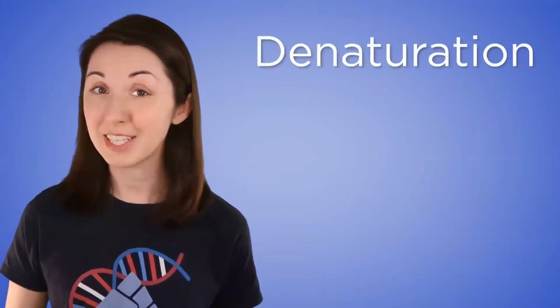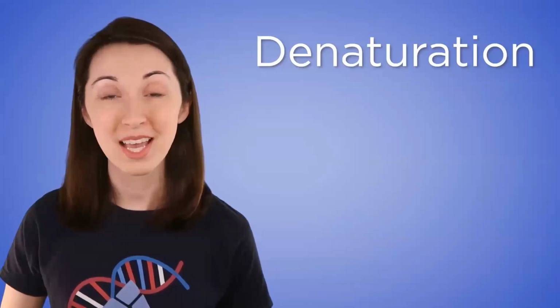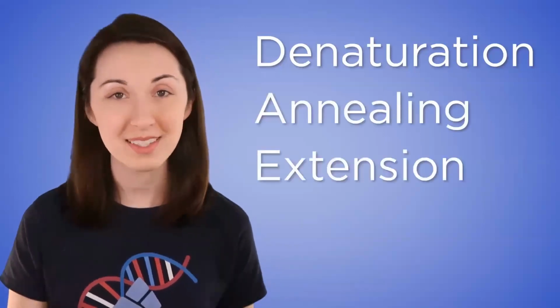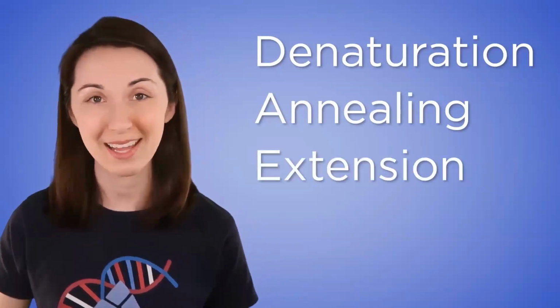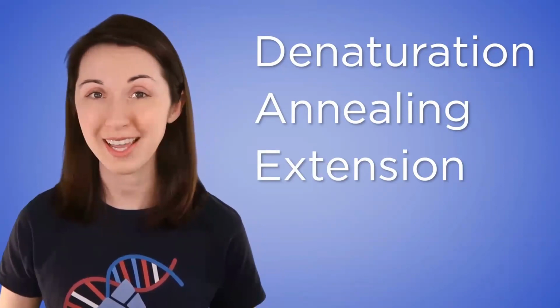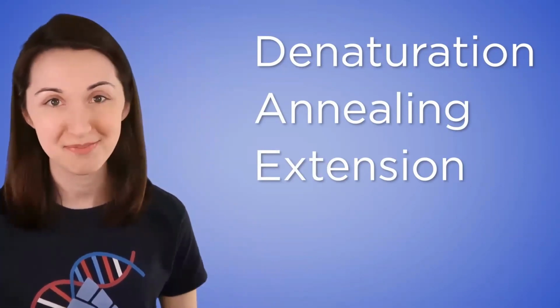PCR is composed of three main steps: denaturation, which separates the two complementary strands of DNA; annealing, which specifies the region of DNA to be copied; and extension, which copies the DNA. These three steps will then be repeated over and over again. Now let's take a deeper look into how all of this works.